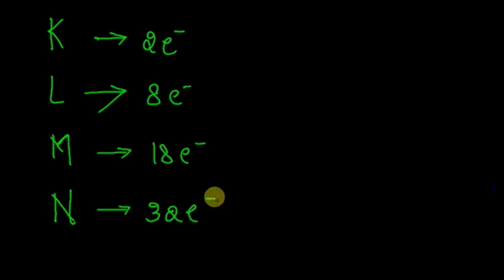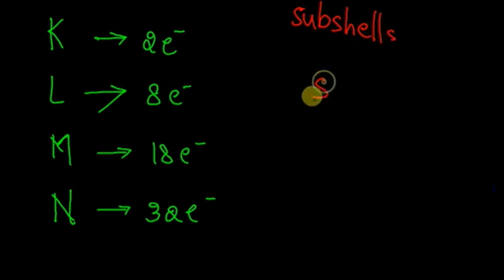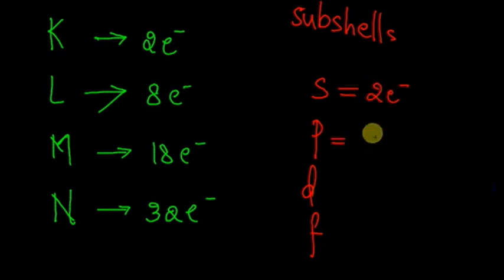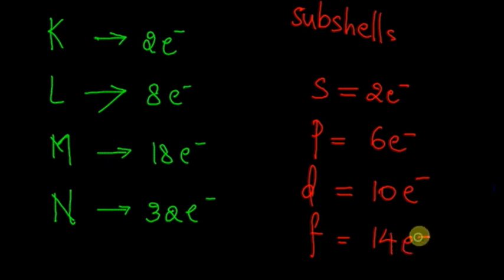Now we are going to upgrade ourselves into writing the electronic configuration in S, P, D, and F format. Each shell can be divided into subshells written by using the letters S, P, D, F. Each subshell also has a maximum capacity of filling in electrons. So that means S can take 2 electrons, P can take 6 electrons, D has a maximum capacity of 10 electrons, and F has 14 electron capacity. Now this is as far as we know.